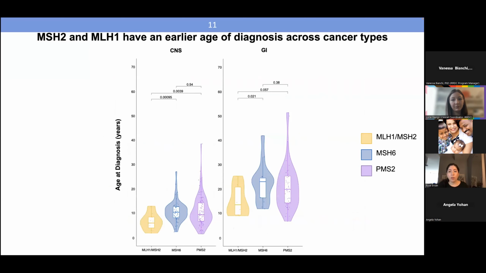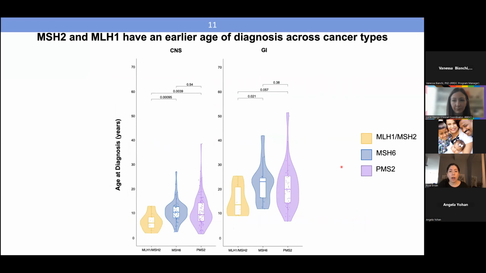So this is another example of genotype-phenotype, and here we wanted to see, are there differences in the age of diagnosis depending on the germline gene that's affected? On the bottom is the germline gene, and you can also see that here it's based on the color, and across here is the age, and it starts at 0 over here. And we did this for our 2 main cancer types. So this is all central nervous system cancers, and the second graph is gastrointestinal cancers.